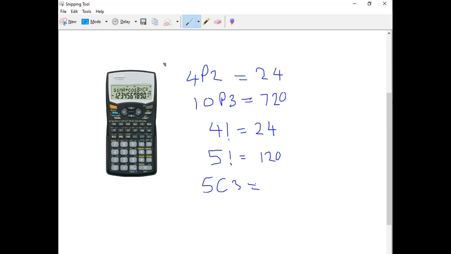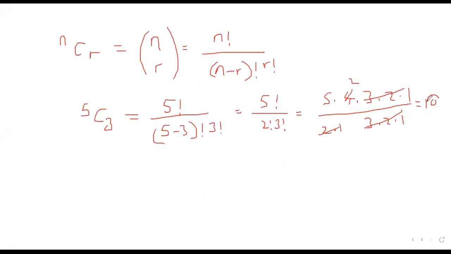10, exactly. 5 combination 3 is 10. So this is the 10 we found. For the sharp, in the same place where we're finding the permutation, don't do shift now. Just do 5 combination 3.